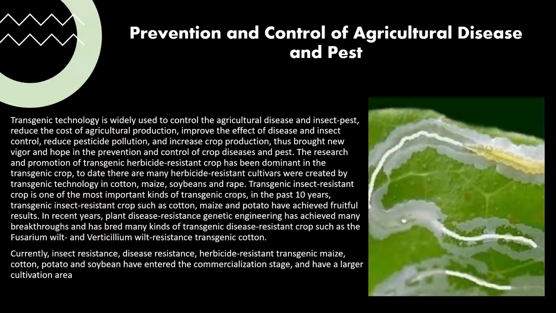In recent years, plant disease resistance genetic engineering has achieved many breakthroughs and has bred many kinds of transgenic disease resistant crops such as the fusarium wilt and verticillium wilt resistant transgenic cotton. Currently, insect resistant, disease resistant, and herbicide resistant transgenic maize, cotton, potato, and soybean have entered the commercialization stage and have a larger cultivation area.